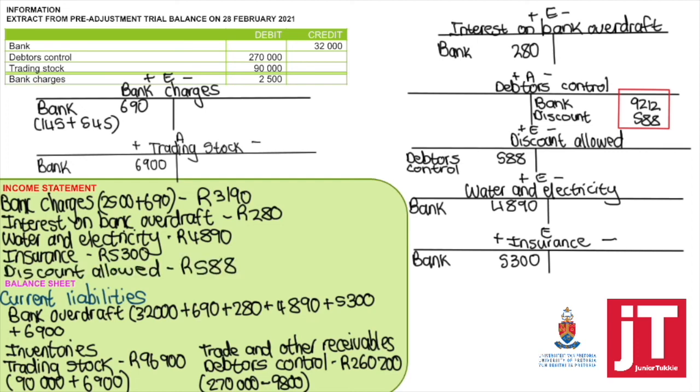Discount allowed must go to my income statement. It's an expense, 588. And in my current liabilities bank overdraft, I'm going to have minus 9,212. Why minus? The business received money, so my bank overdraft decreased. So now that we're done with that, the total for bank overdraft is 40,848.